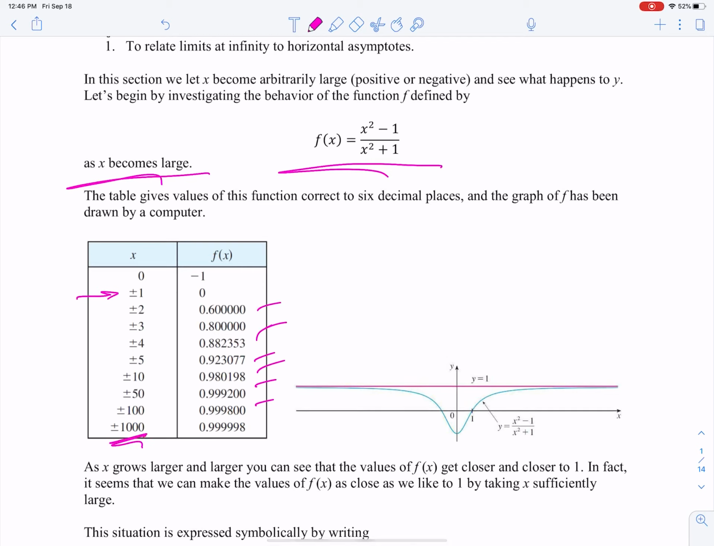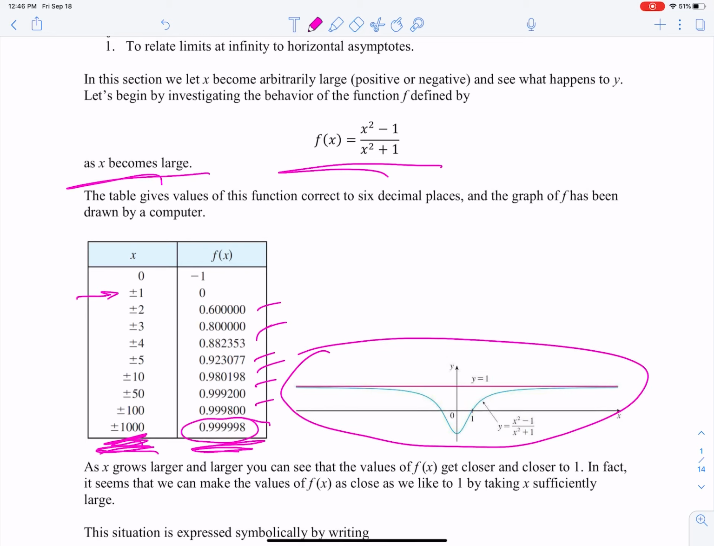As we make x really big, it definitely seems like we're approaching 1, right? It just seems like the more zeros that we put on the x, the more 9s we're going to get after the decimal here. So that insinuates that the limit is going to be 1. And we can see that right here on the graph. If you remember, this horizontal line y equals 1 for this particular graph is what's known as an asymptote.